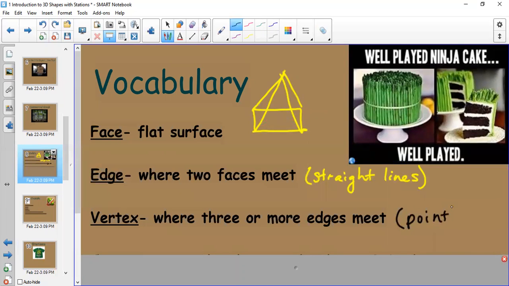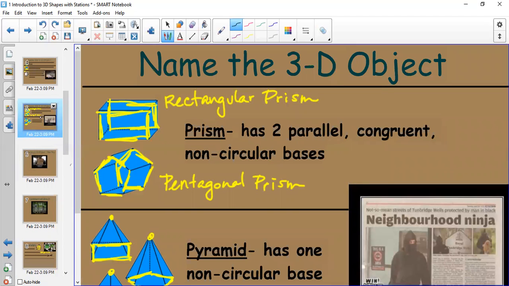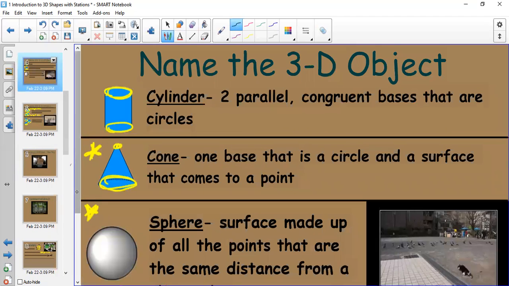Now, I'll talk about one instance where it's not a vertex, that's a point. But the edges, where the straight lines meet. So here there are 4 on the bottom, and then there is 1 at the top. So there would be 5 vertices on this shape. And the one that I was kind of talking to that's a little different is the cone.